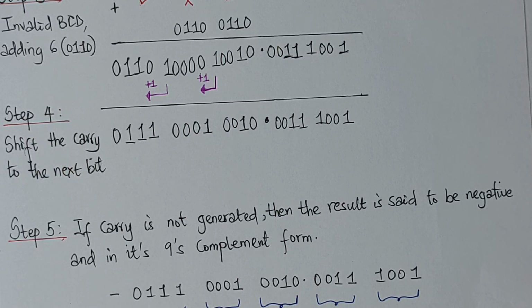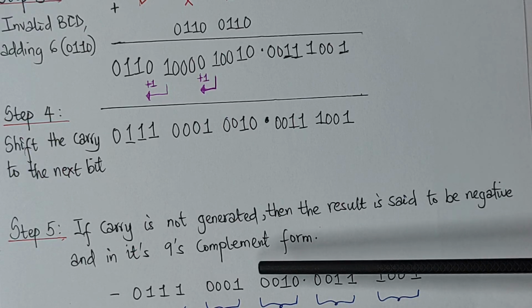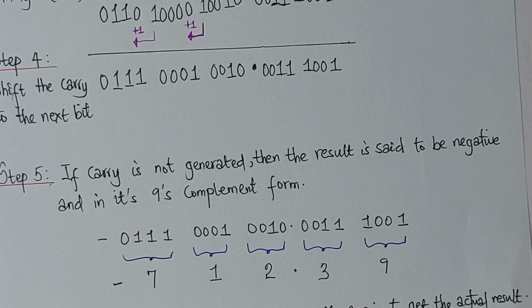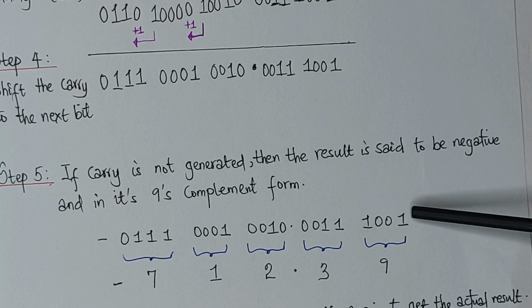Now, since carry wasn't generated, we are going to put this result as negative and also keep it in its 9th complement form. Remember where we are coming from? We started with the 9th complement. So it's being sustained in the 9th complement form. So to that, we are going to convert this value to the decimal form because we want to proceed with step 6. So to that, the 8421, we are going to check 8421.